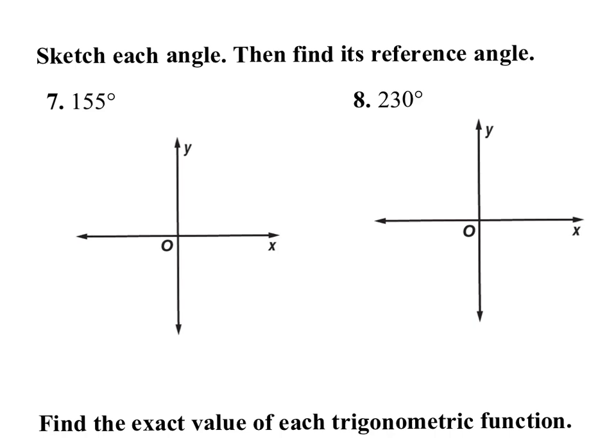In the second half of 12.3, we're going to combine what we learned earlier in the chapter with what we learned in the first half of the lesson. So sketch each angle. That's the initial and the terminal side. The initial side is always the positive x-axis, and if it's positive, you rotate counterclockwise. So I've gone 90, I need to go 65 more.